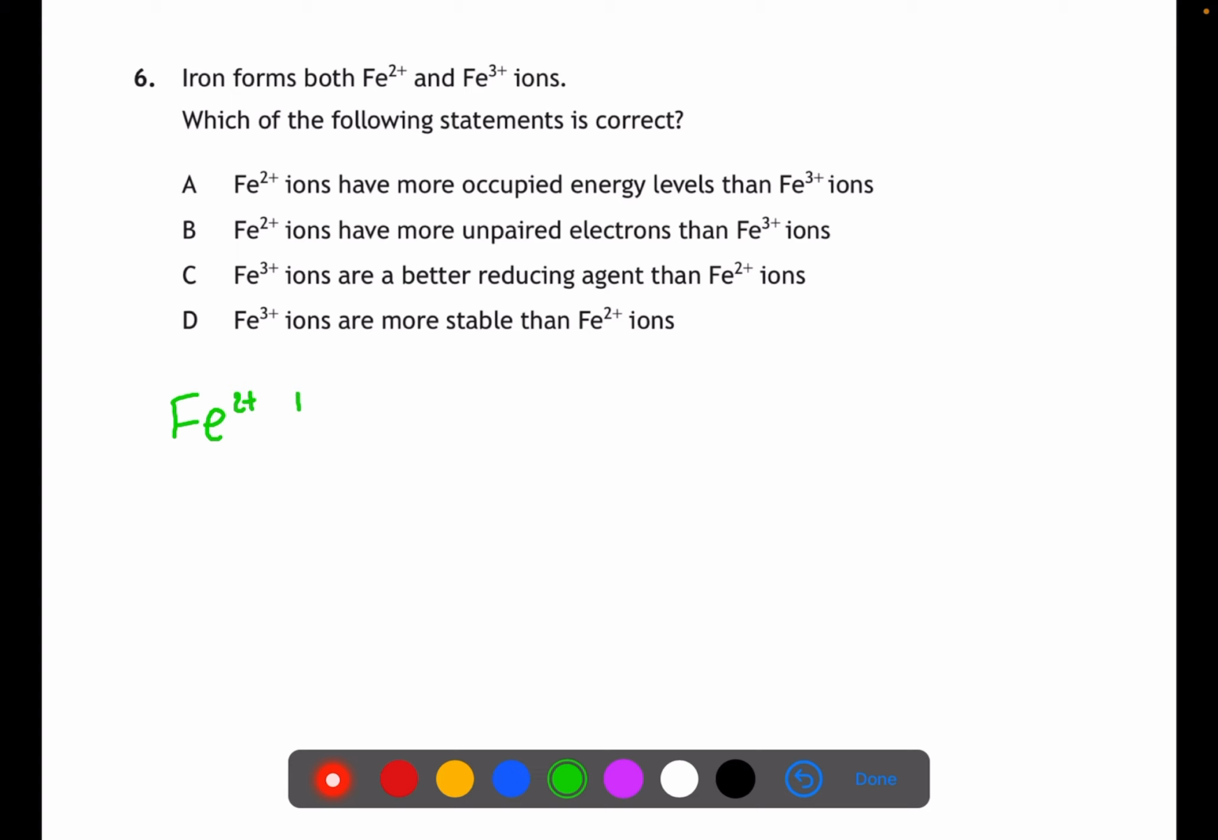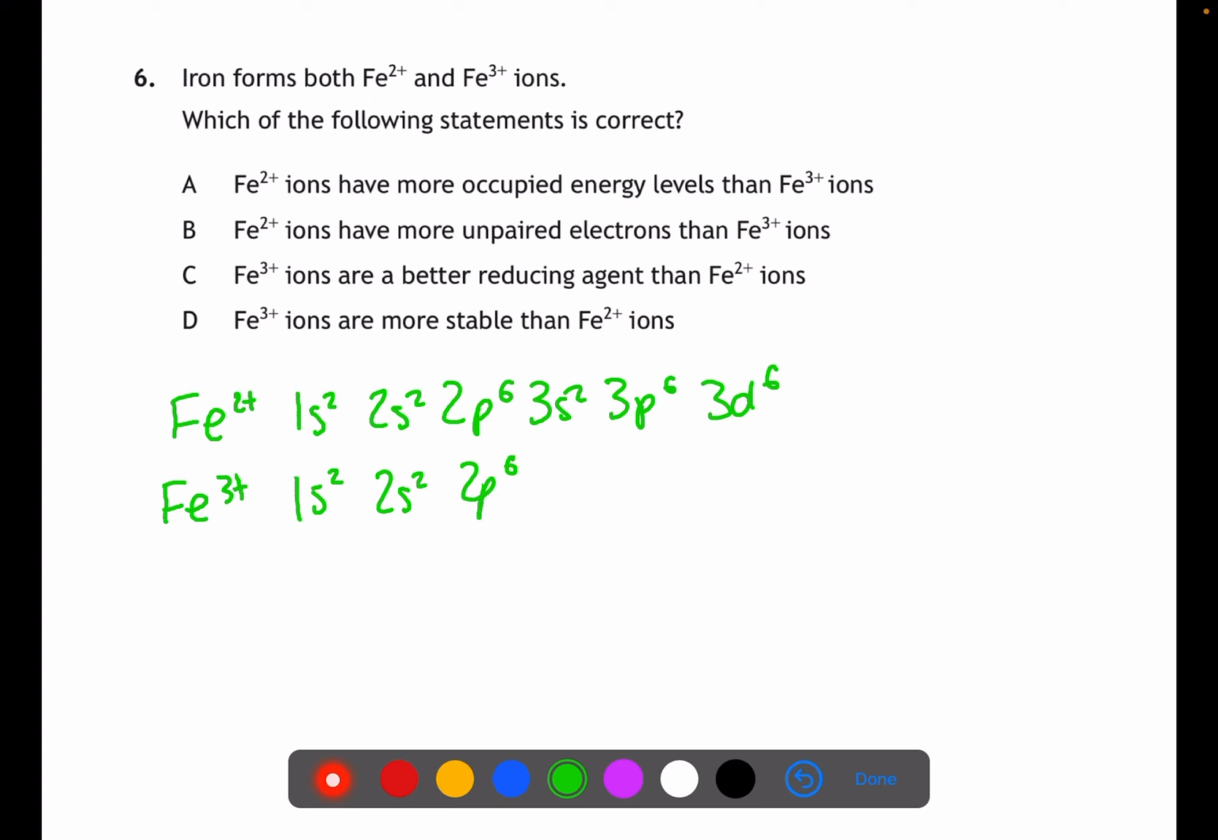Fe2+ will have the arrangement of 1s2, 2s2, 2p6, 3s2, 3p6, 3d6. Whereas Fe3+ will have the arrangement 1s2, 2s2, 2p6, 3s2, 3p6, and 3d5. If we take each of the examples in turn, we can see that A, Fe2+ ions have more occupied energy levels than Fe3+ ions. They each have the same number of occupied energy levels.